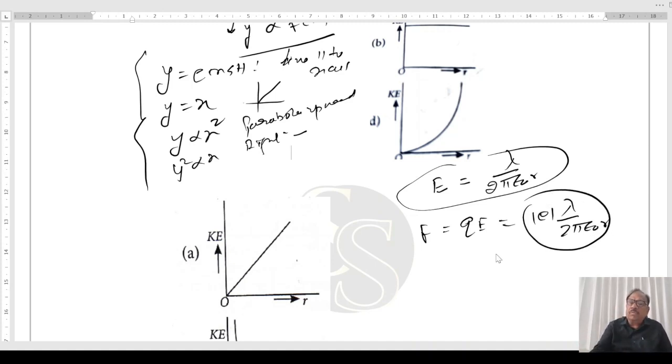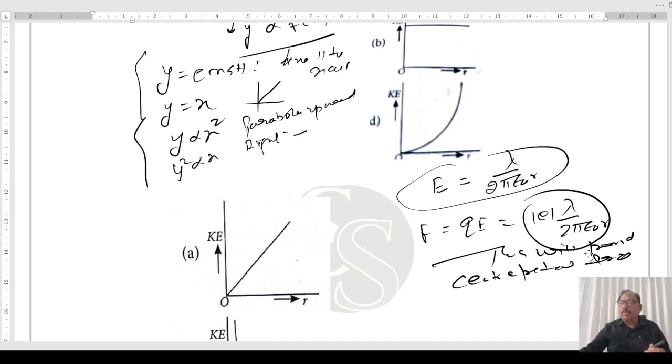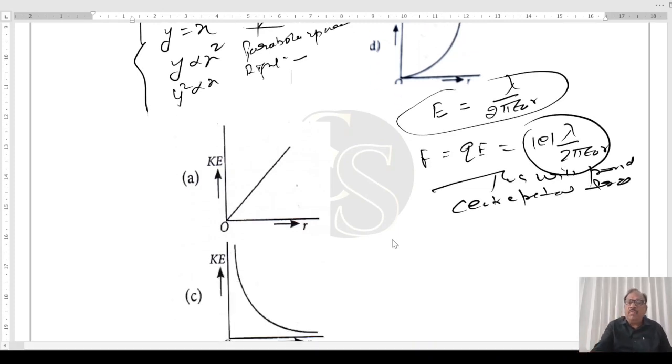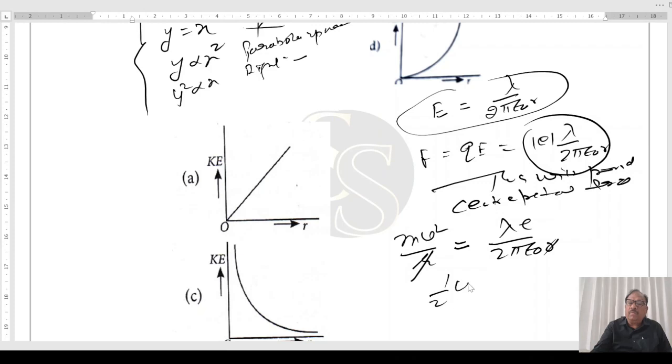This will provide the centripetal force. Means mv square by r equals lambda e over 2 pi epsilon naught r. This r goes; multiplying and dividing by 2, half mv square equals lambda e upon 4 pi epsilon naught.